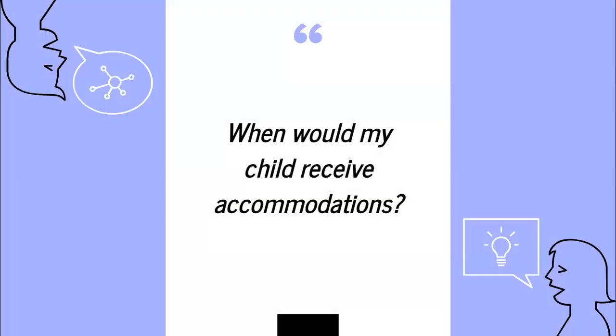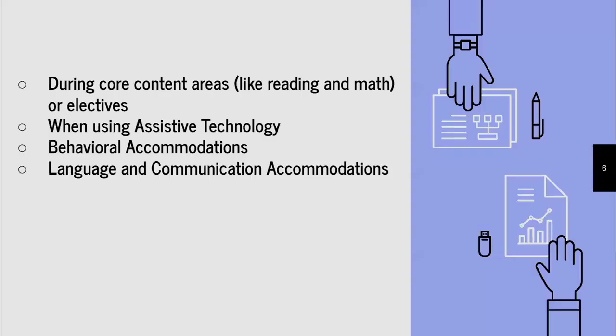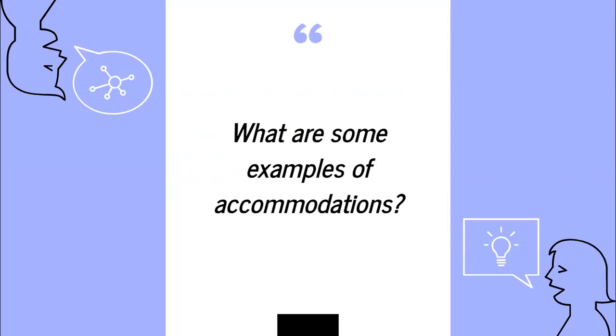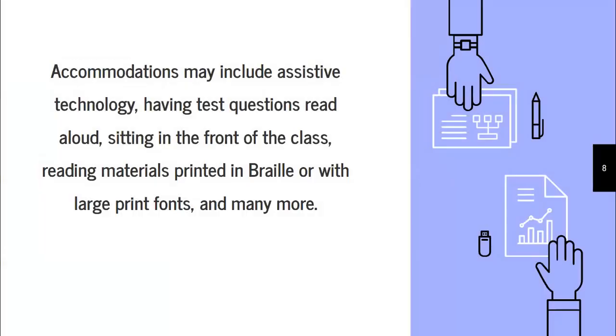When would my child receive accommodations? During core content areas like reading and math or electives, when using assistive technology, behavioral accommodations, or language and communication accommodations. It really would depend on the area of need. What are some examples of accommodations? Accommodations may include assistive technology, having test questions read aloud, sitting in front of the class, reading materials printed in Braille or with large print fonts, and many more.